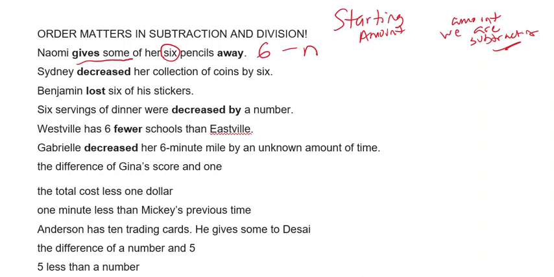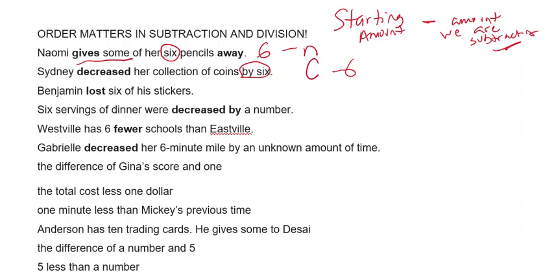Sydney decreased her collection of coins by 6. So here Sydney decreased her collection by 6. Do we know how much she started with? Do we know how much we are subtracting? Because again, order matters. We have to have whatever amount we're starting with, and then we're subtracting from that some amount. So she decreased her collection by 6. Decreased by 6 means I took away 6 from whatever that starting collection amount was.